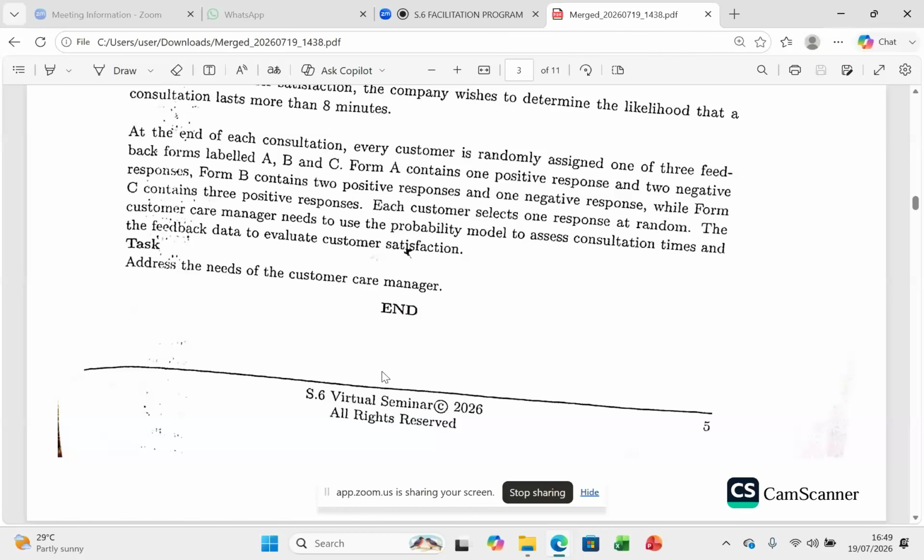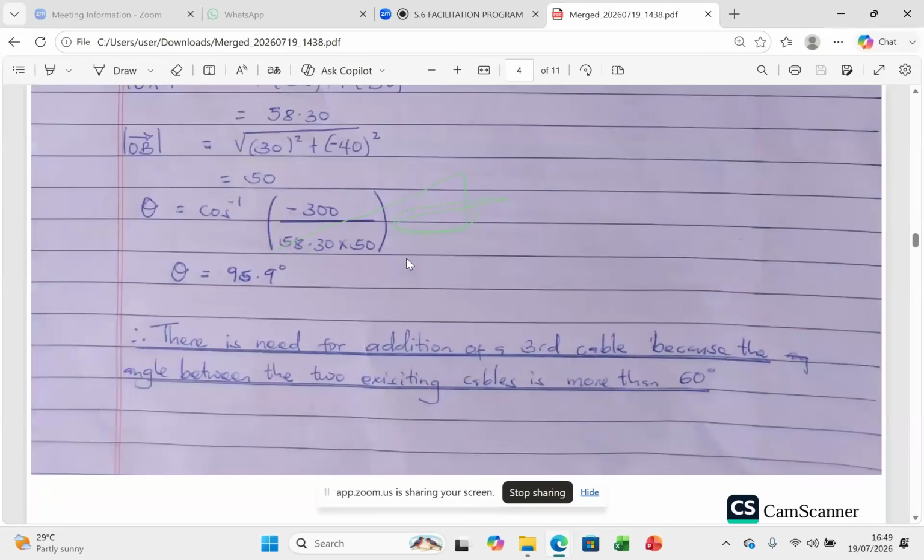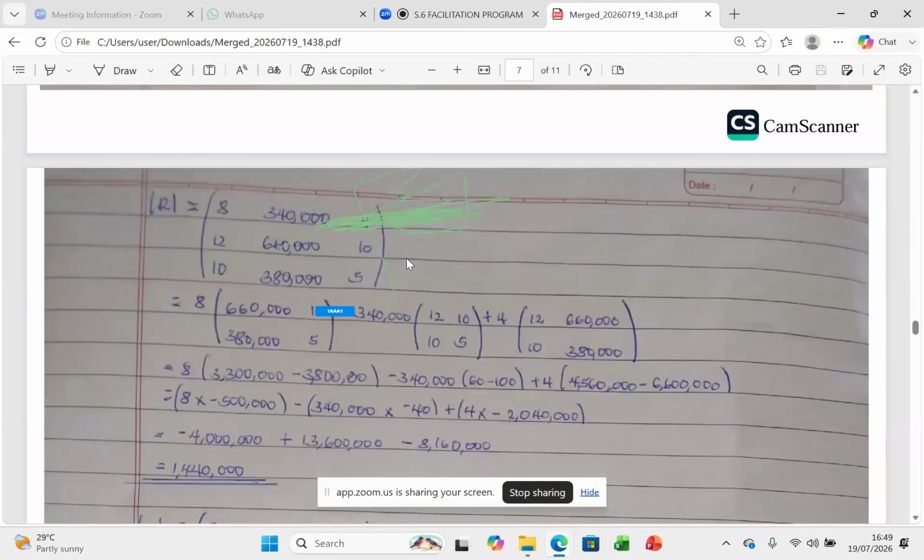The customer care manager needs to use the probability model to assess consultation times and the feedback data to evaluate customer satisfaction. So let me first go back to the response.